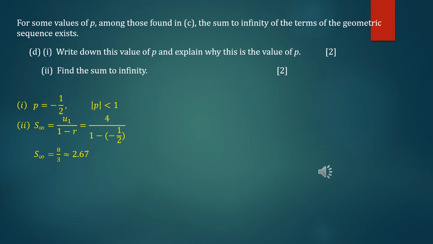Okay, knowing our value of p, we can now find the sum to infinity. Using the formula u1 over 1 minus r, and then substituting all the values, 4 over 1 minus negative 1 half. So our sum to infinity is equal to 8 over 3. That's an exact answer. An approximation is 2.67.